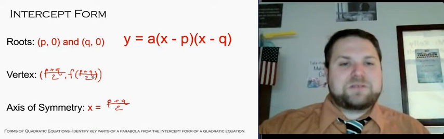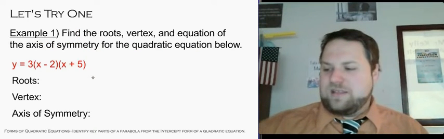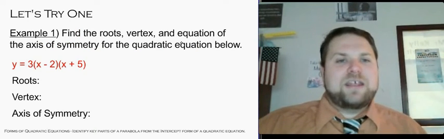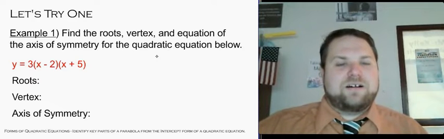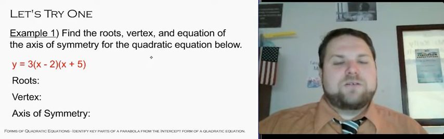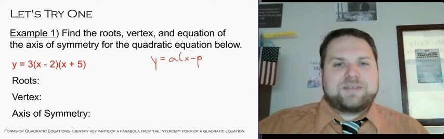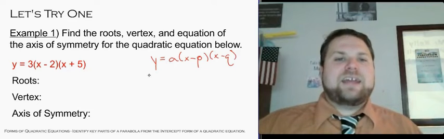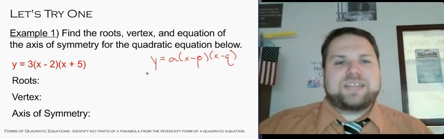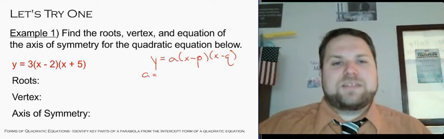So let's do it. There's no better way to figure out how this works than to jump in. Here we've got our intercept form equation. We're asked to find the roots, the vertex, and the equation of the axis of symmetry. Our general form would be a times x minus p times x minus q, and I need to look at my equation and find what all these are. From this particular one, I can see that a is 3.